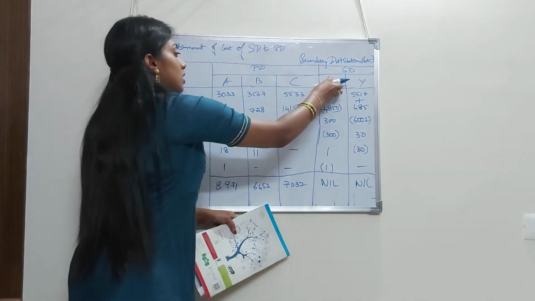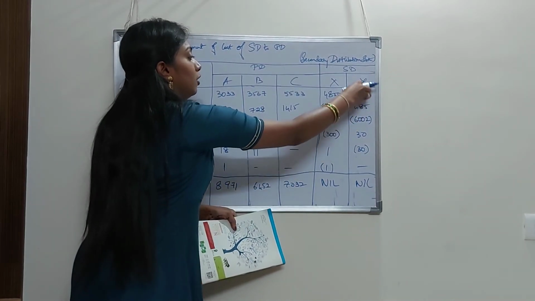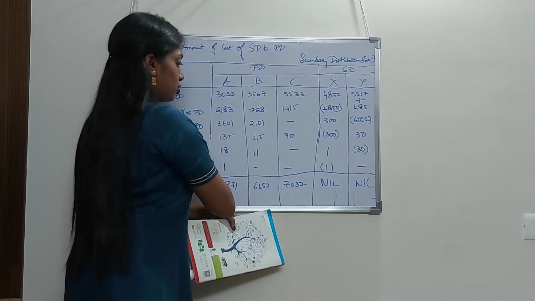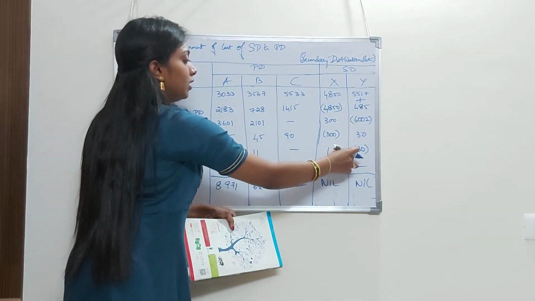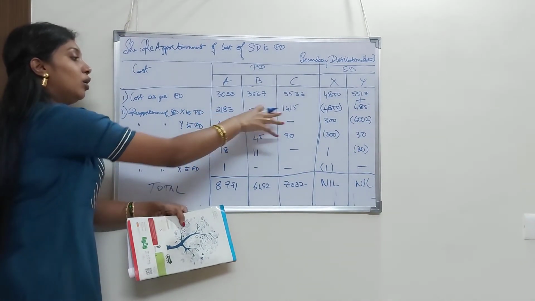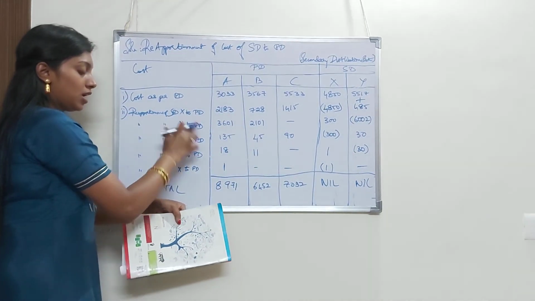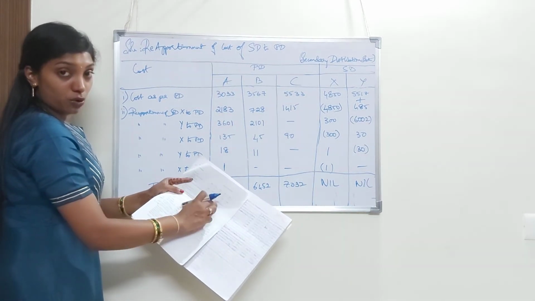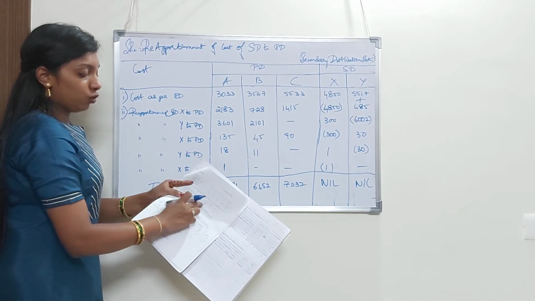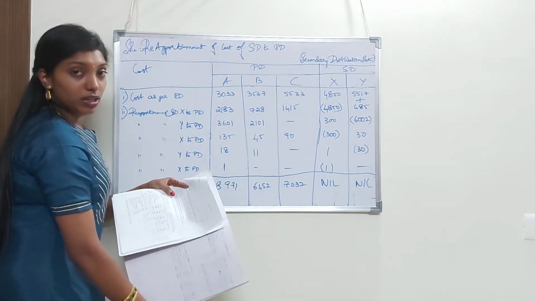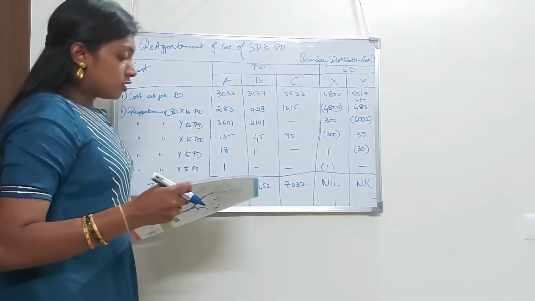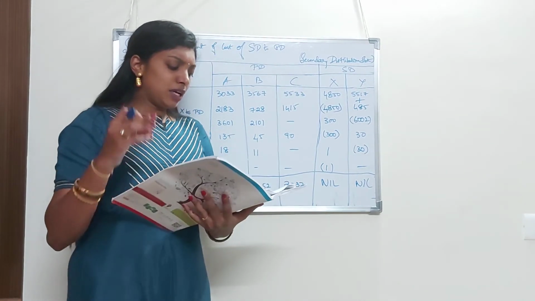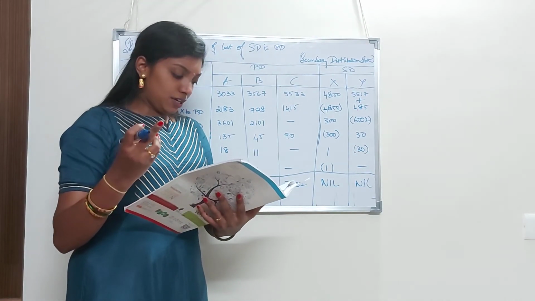So this I have apportioned, again total this, again I have apportioned. So whatever remaining I have got, I have apportioned to all the departments. If it is X, I have to look into the X row, and if it is Y, I have to look into the Y row and distribute to the respective departments. So with this, I am done with primary distribution and secondary distribution.